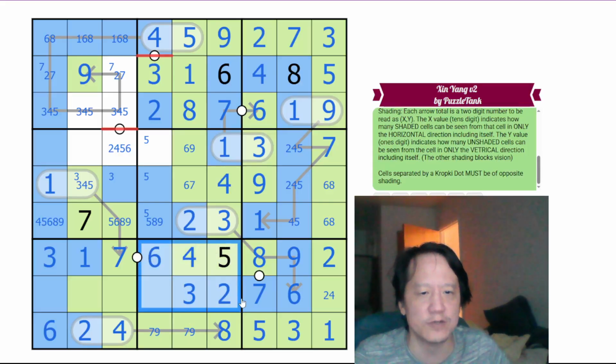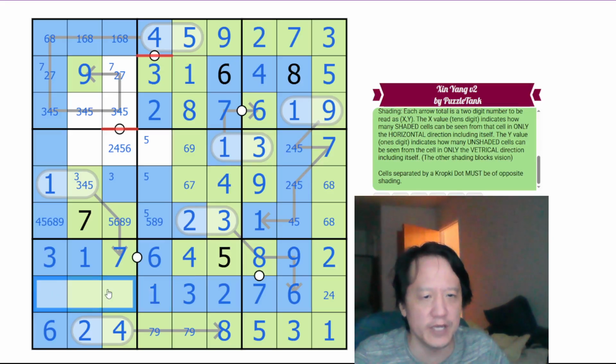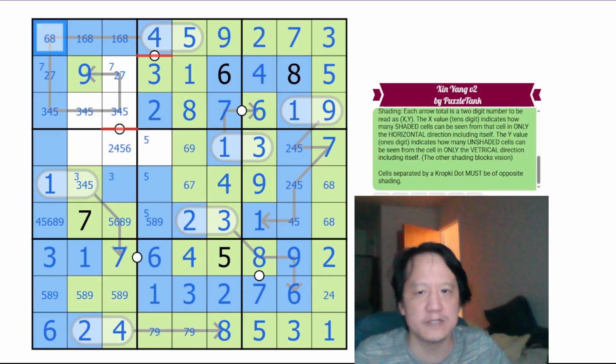Remaining digit in this lower central box is a 1. Remaining digits in row 8 are 5, 8, and 9. 6 eliminates 6 here, so that's 8, which eliminates 8 in the rest of the box. 1 eliminates 1 here, so this is 6 and 1.